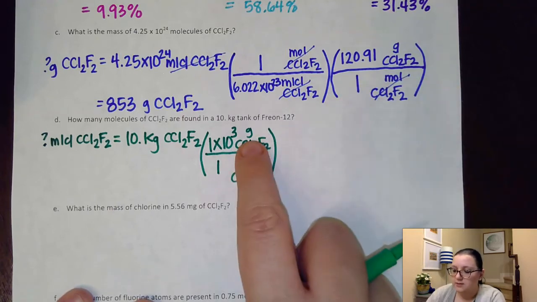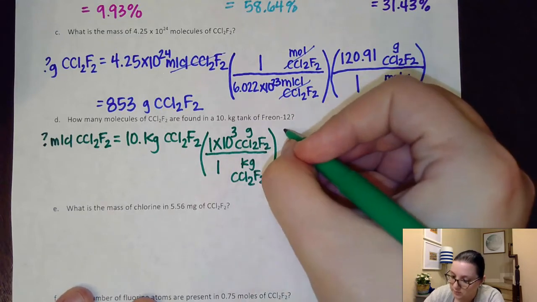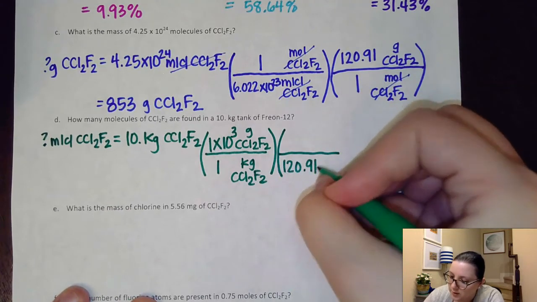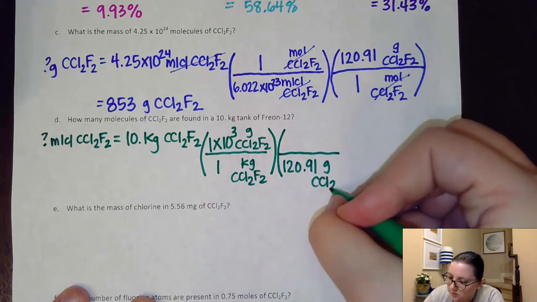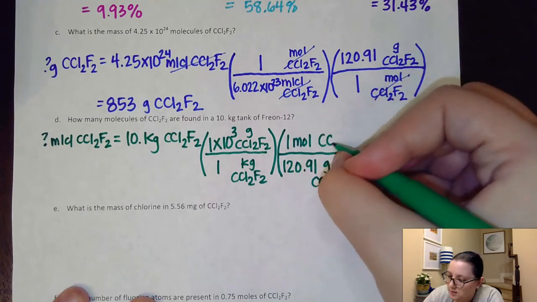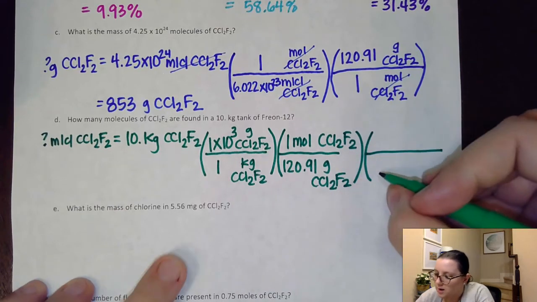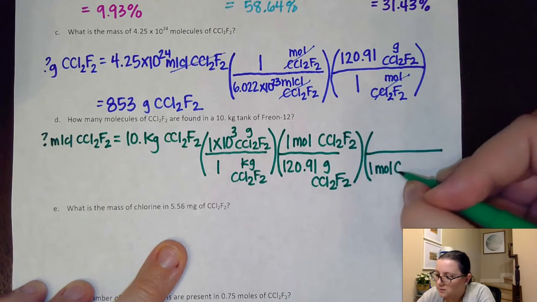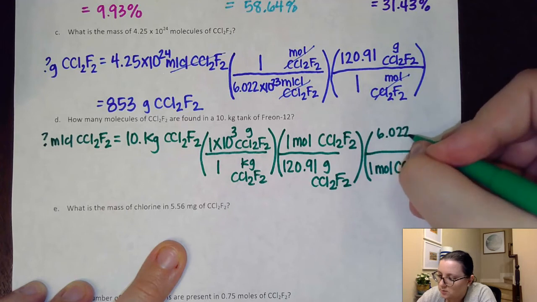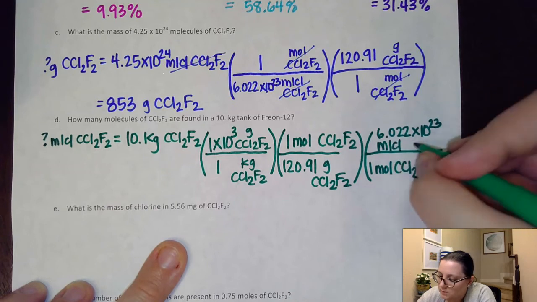All right, so now that this is in grams, I can go grams to moles and moles to molecules, just like we did on the previous problem, just in the backwards direction. So I'm going to have my 120.91 grams of the CCl2F2 down here to the 1 mole of CCl2F2. And then I'm going to have my 1 mole of CCl2F2 to 6.022 times 10 to the 23rd molecules of the CCl2F2.